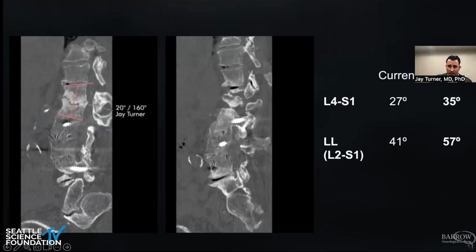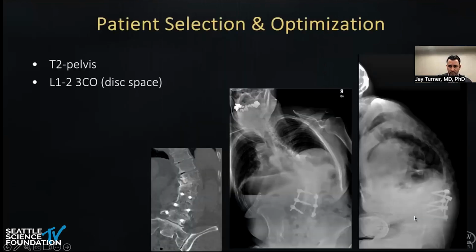So, if you look at the numbers, they're really not too far off of what we're trying to accomplish. If we're trying to get to a 35-degree 4-to-1 target, not too much more work is needed. And the same for lumbar lordosis. So, it seemed a daunting surgery up front. Really, most of the work just needs to be done at L1-2.